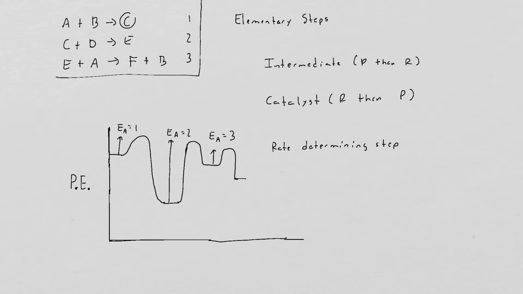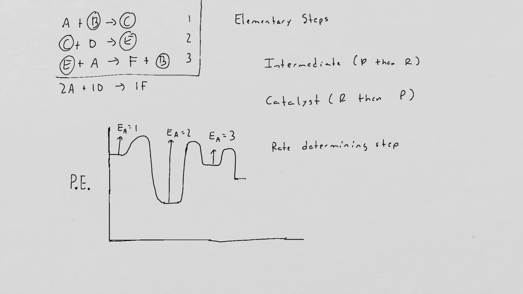There's a C on the right. There's a C on the left. That's neither an intermediate or a catalyst. There's an E on the right and an E on the left. That's either an intermediate or a catalyst. There's a B on the left and then there's a B on the right. That's another one. The only things that don't cancel out are the two A's on the left, the one D on the left, arrow, and the one F on the right.